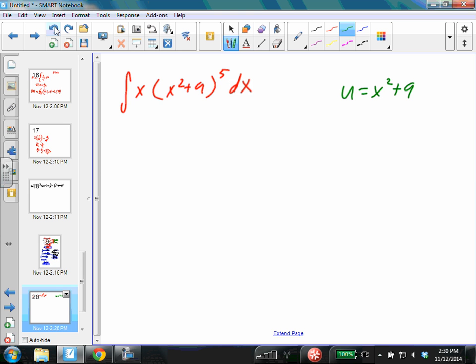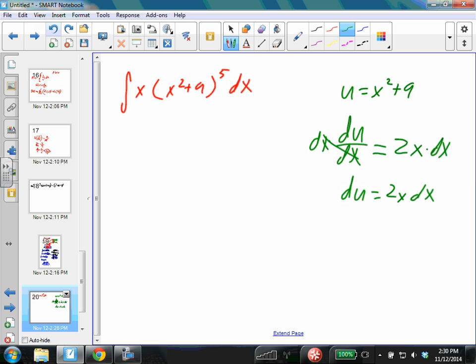So the first thing I'm going to do is come over here and go ahead and get du dx, which is 2x as we just said. And then I need to get dx alone, so I'm going to multiply by dx on both sides, and so du is equal to 2x dx. And then I'm going to divide by 2x on both sides, so that dx is equal to du over 2x.